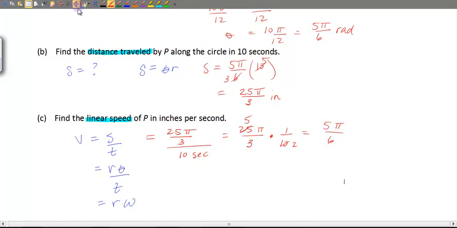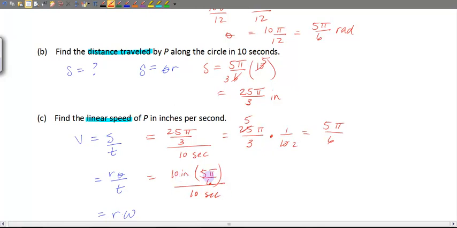So let's see if I had tried it using this formula here, radius theta over time, let's just make sure we get the right number. I just have to make sure I get those right variables. The radius is 10 inches. Theta is 5 pi over 6. Time is 10 seconds.